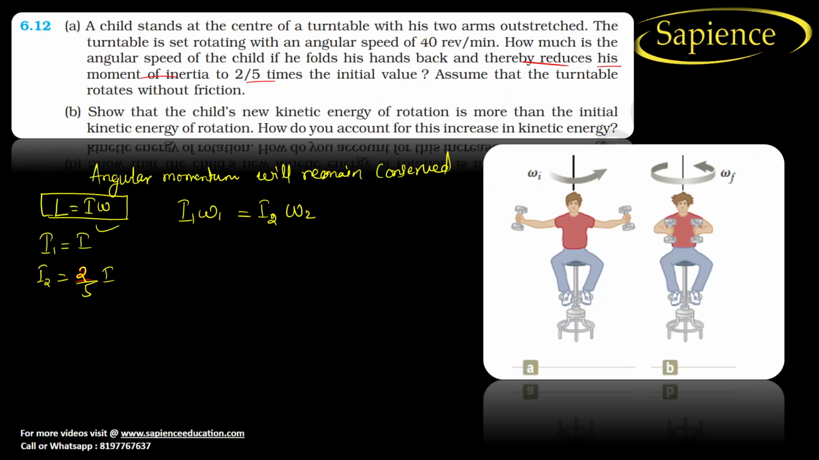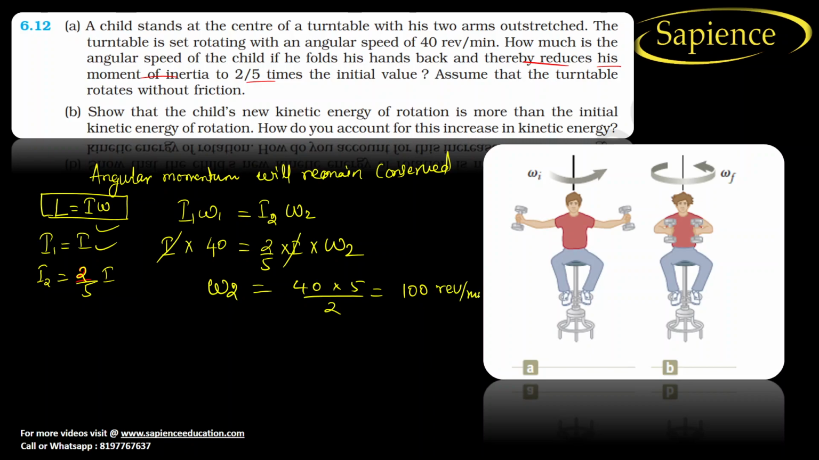Now omega 1 is given as 40 revolutions per minute. So if you put in the values, I1 is I, omega 1 is 40 revolutions per minute, and I2 is 2/5 into I, into omega 2. From here we get omega 2 is equal to 40 into 5 divided by 2, which is equal to 100 revolutions per minute. In this way the angular speed will increase to 100 revolutions per minute from 40 revolutions per minute. This is the solution of part A.